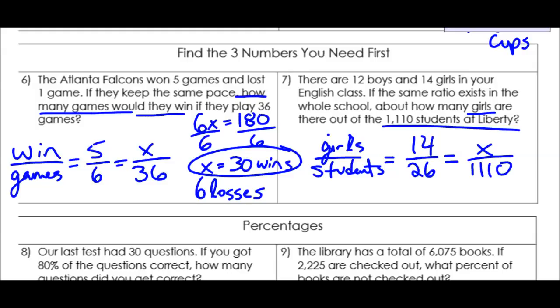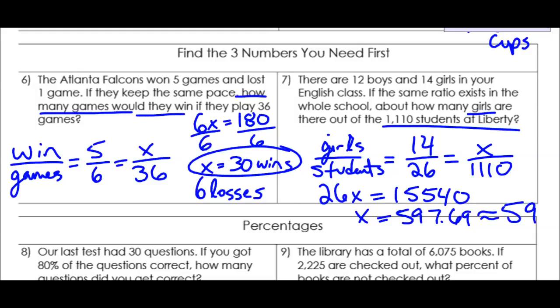So you cross multiply, and we get 26x equals 15,540. Then divide by 26, and we get that x is 597.69. And it's saying about how many, that's telling us to round that. We're talking about people, so we're not going to have 0.69 of a person. You're not going to have half of a person. So we're going to round that to the nearest whole number. So it's about 598 girls.